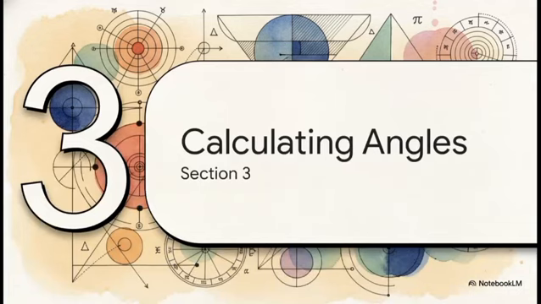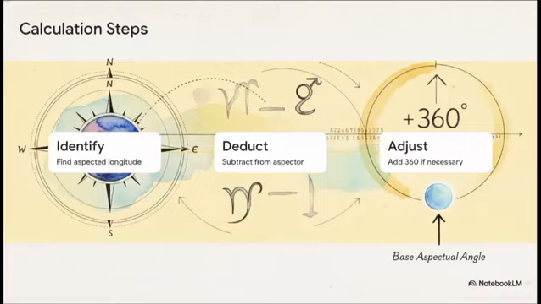Section 3. Calculating aspectual angles. Okay, here is the foundational algorithm you absolutely have to execute before you can find any planet's specific strength. Let's walk through this together. Step 1. Lock in the exact longitude of the aspected planet. Step 2. You take that longitude and deduct it from the aspecting planet's longitude. Now, what if the aspected planet's longitude is mathematically smaller? Easy. That's step 3. You simply add 360 degrees to the aspecting planet's longitude so you can actually do the subtraction. Whatever number you get from this deduction, that's your base aspectual angle, and it is the master key for everything else we're about to calculate.